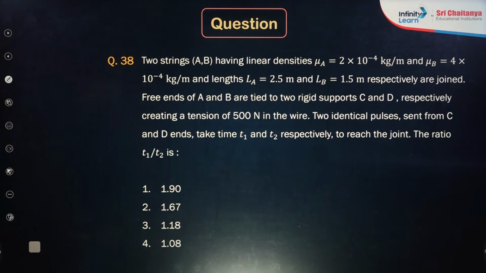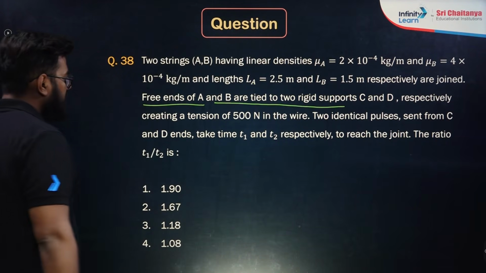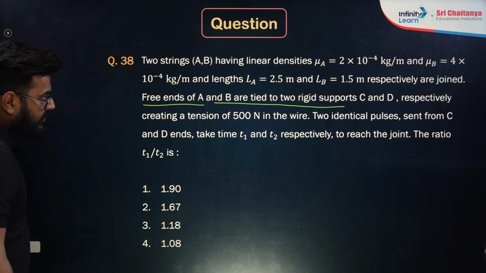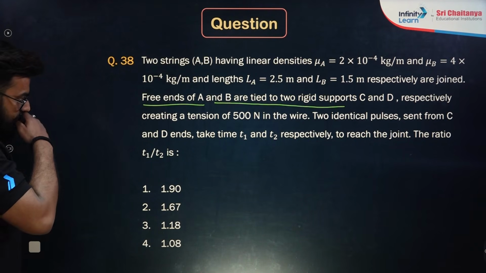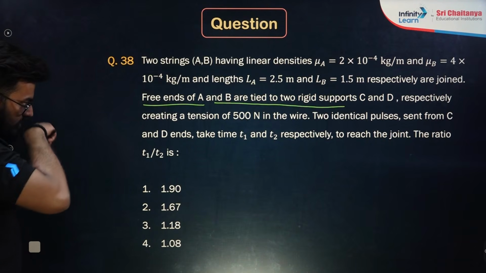Two strings having linear densities nu A and nu B and lengths LA and LB respectively are joined. Free ends of A and B are tied to rigid supports C and D respectively, creating a tension of 500 Newton in the wire. Two identical pulses sent from C and D take time T1 and T2 respectively to reach the joint. The ratio of T1 to T2 is?